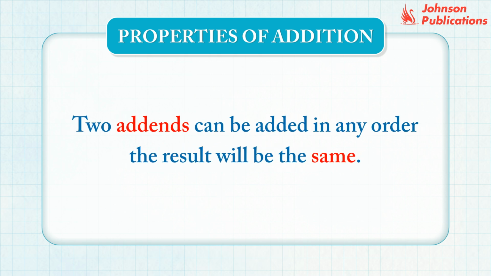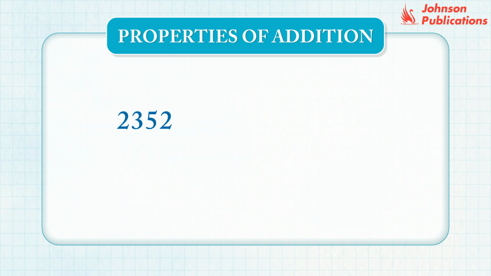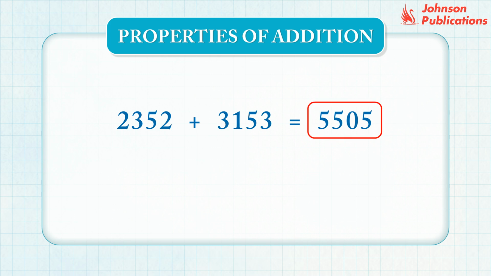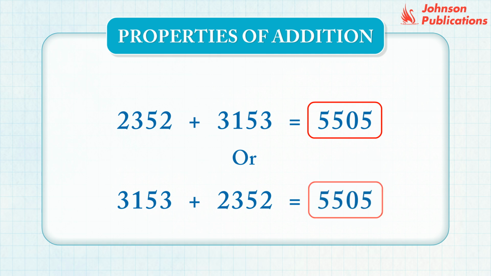Two addends can be added in any order, the result will be the same. For example, these two numbers when added this way give the sum as 5505. And when added this way, it also gives the same sum.